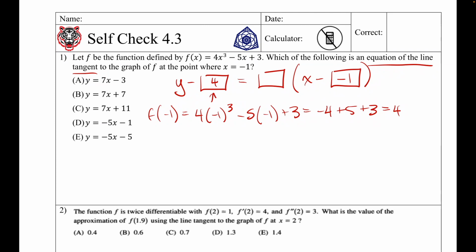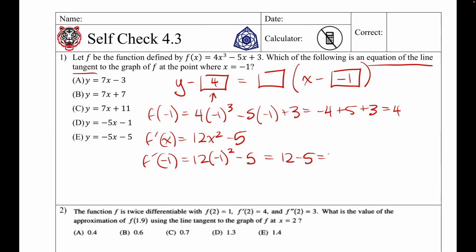And then from there, we need to find the derivative, the prime that goes in here. So we need to find f prime of x. That's going to be 12x squared minus 5, and then we do f prime of the x coordinate of -1. Plugging -1 into the equation above gives us 12 times (-1) quantity squared minus 5, which is 12 minus 5, which equals 7, which means our slope here is 7.